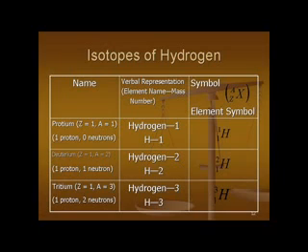Tritium, Z equals 1 and A equals 3. There are 1 proton and 2 neutrons, so you'll notice that isotopes of hydrogen always have the same atomic number, 1 in this case, but there can be different numbers of neutrons, which then gives them a different mass. So the symbol for tritium is 3,1H.